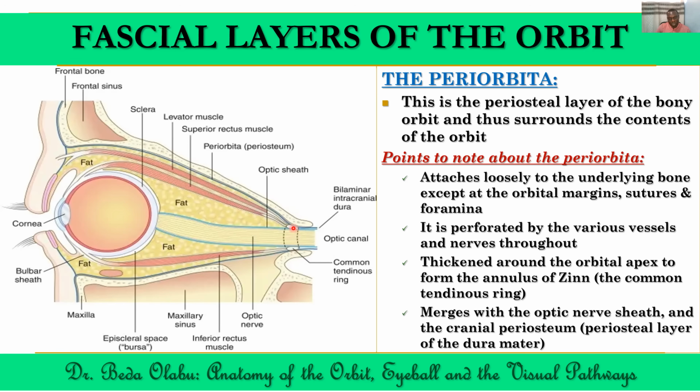Important also to note that periorbita merges with some things. It merges with the periosteum of the skull. Remember, that is what we call the periosteal layer of the dura mater, as opposed to the meningeal layer of the dura mater. It also merges with the optic nerve sheath. If you remember, I told you that the optic nerve has a sheath of meninges. So it's covered by dura mater. So the dura mater that covers the optic nerve also merges with the periorbita around the orbital apex.